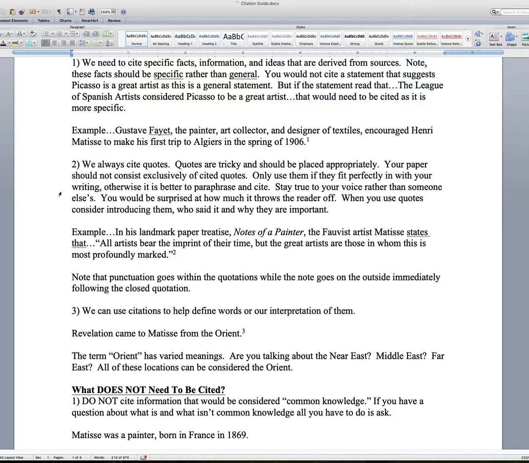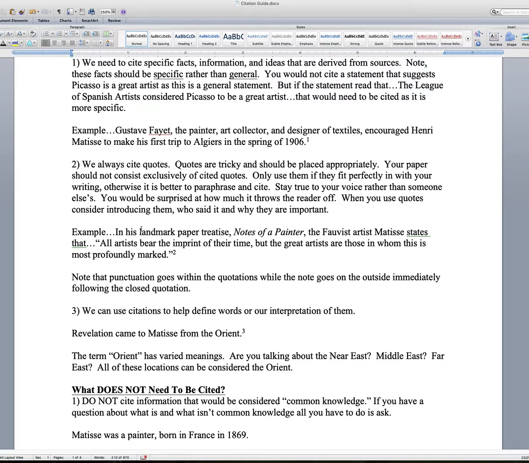When you use quotes, consider introducing them. Don't just drop it into a sentence. Consider who said it and why that person and his quote or her quote is important. For an example, in his landmark treatise, Notes of a Painter, the Fauvist artist Matisse states that all artists bear the imprint of their time, but the great artists are those in whom this is most profoundly marked.